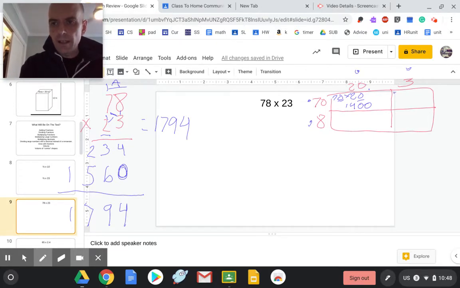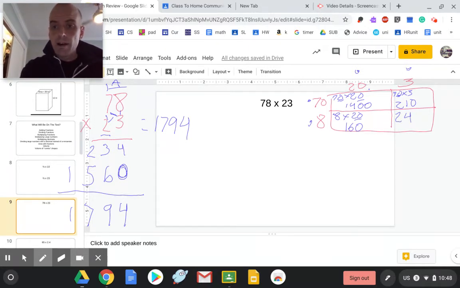Here I can do 70 times 3. 7 times 3 is 21. There's a 10, so it's 210. Okay, here I'm going to do 8 times 20. 8 times 2 is 16. There's 10, so 160. 8 times 3 is 24, and there's no tens. Now I have to add them up.